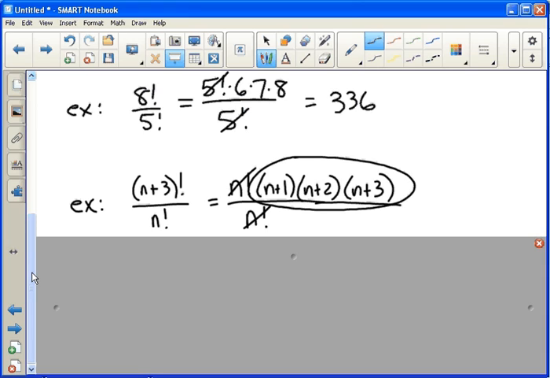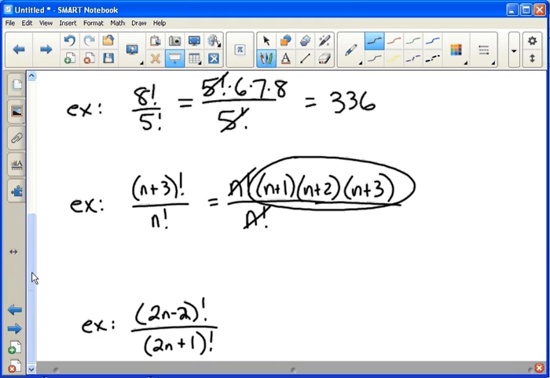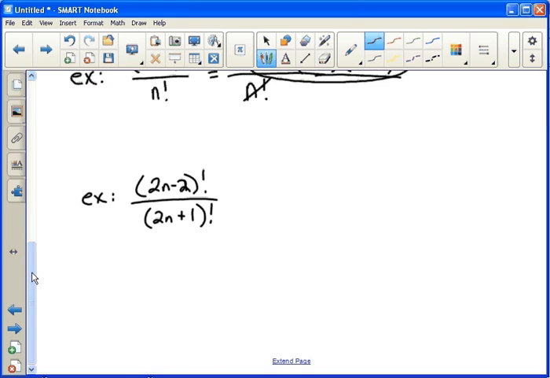Okay, one more example. 2n minus 2 factorial over 2n plus 1 factorial. Obviously the smaller one would be 2n minus 2, so I'm going to leave that one alone. 2n minus 2 factorial, I just leave it alone.